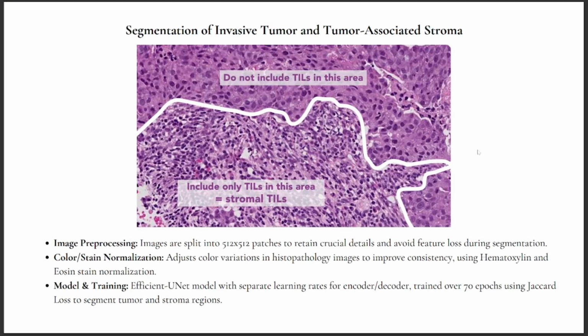The second approach is segmentation. In the given image, you can see there are TILs across the image. However, we have the affected area, which is called stromal TILs, and the non-affected area. So we need to segment it out from the rest. In this, we have applied image processing and stain normalization.